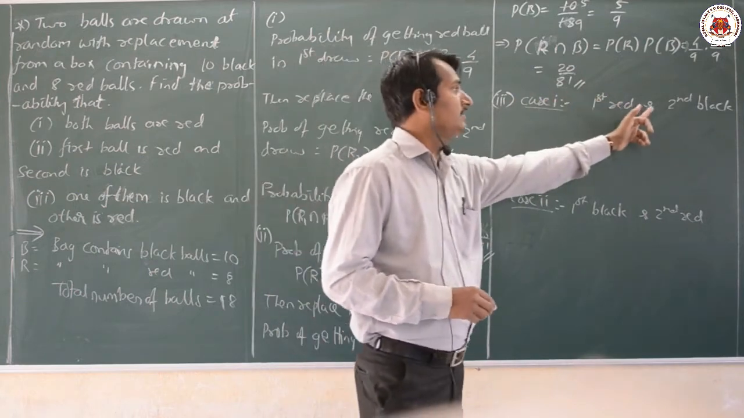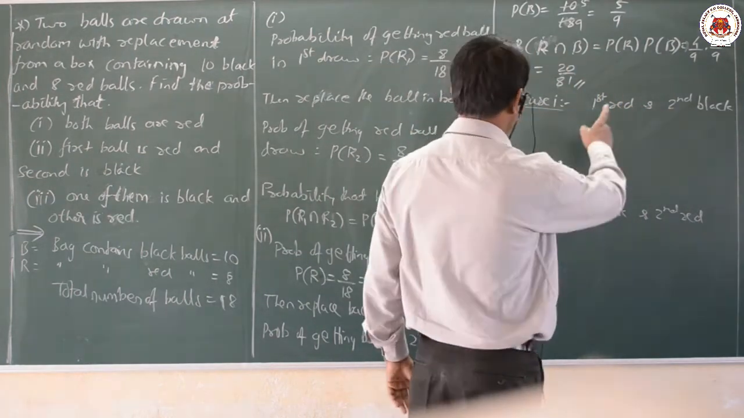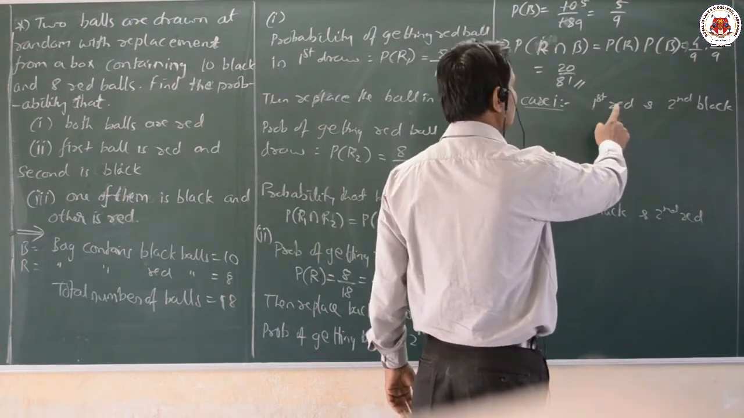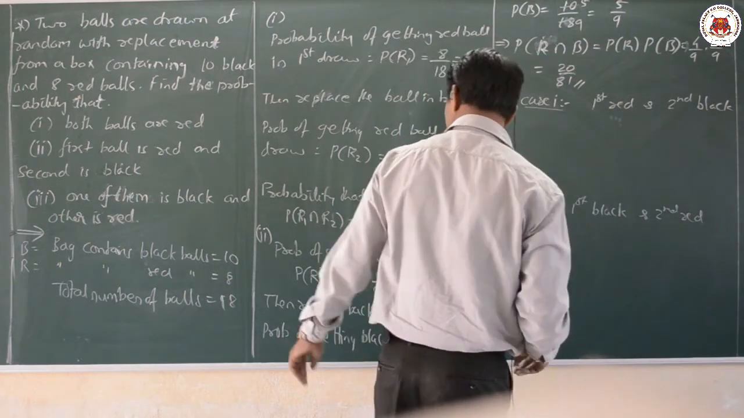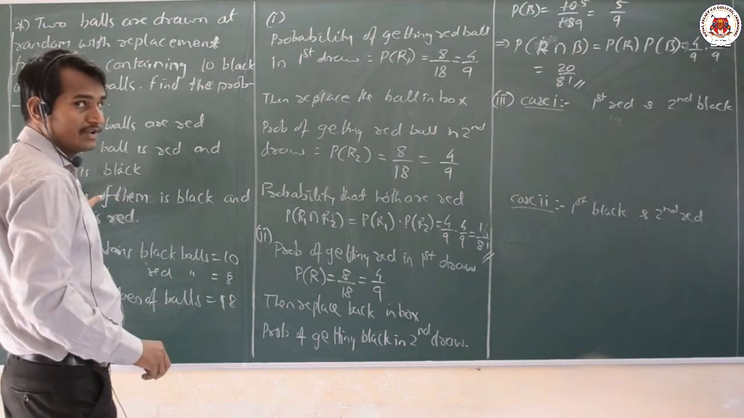And means what it is? It is intersection. Okay, dear students, now let us start with this. So already we had solved, that is first red and second black. That is nothing but the second part only. First ball is red and the second one is black.